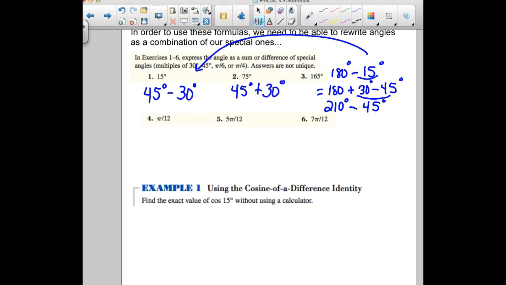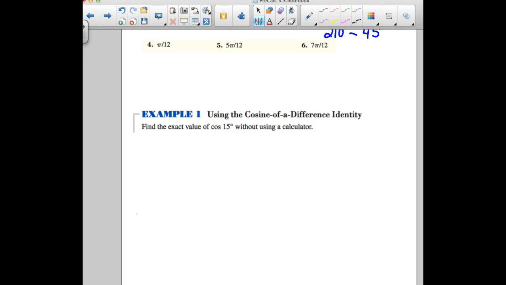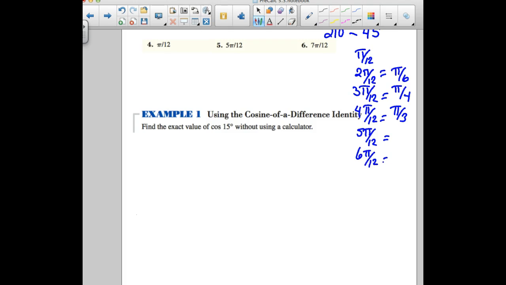It gets a little trickier when we deal with radian notation, just because we don't always have the denominators the way we want them. You'll notice all of these are denominators of 12. So let's go through somewhere on the side and look at all the 12ths. Okay, so we have pi over 12, we have 2 pi over 12, but that reduces to pi over 6, and that is one of our known ones. We have 3 pi over 12, and that reduces to pi over 4. We have 4 pi over 12, which reduces to pi over 3. We have 5 pi over 12. We have 6 pi over 12, and that reduces to pi over 2.